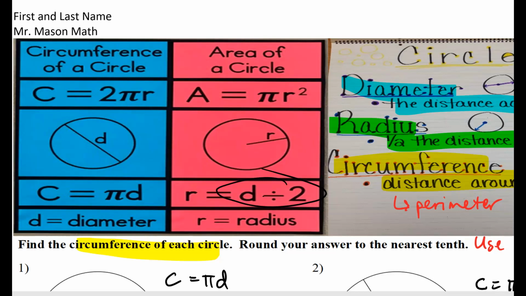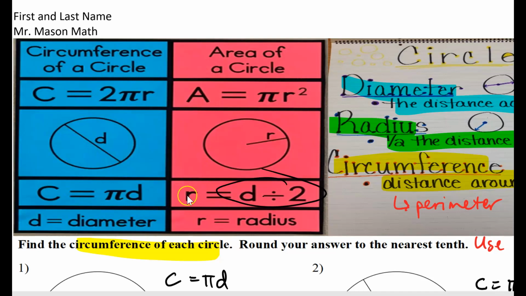So remember circumference. The big formula that we use is C equals pi d, d standing for diameter. A diameter is a line that goes all the way across. And for area, we do A equals pi r squared, r standing for radius, a line that only goes halfway across. And remember, r squared is r times itself, not r times 2.